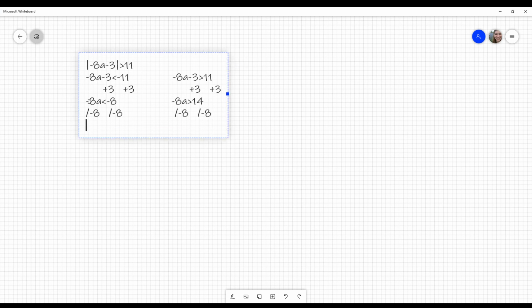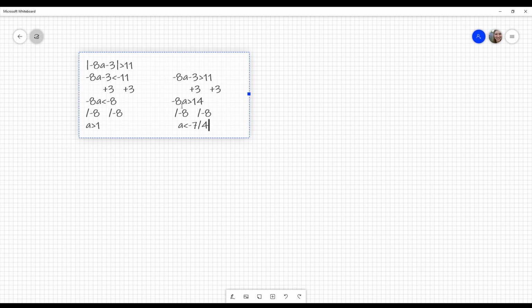Okay, so I end up with a is, inequality flips, greater than 1, and a is less than, now this is going to be a fraction. It's 14 divided by 8, both are divisible by 2, so that ends up being negative 7 over 4. And I can't reduce that any further.